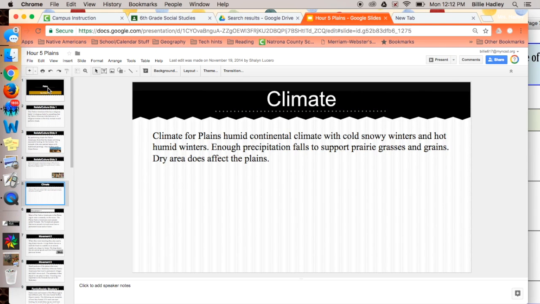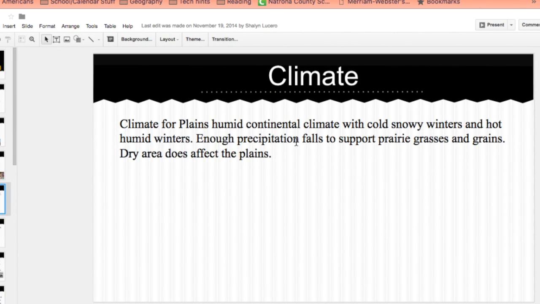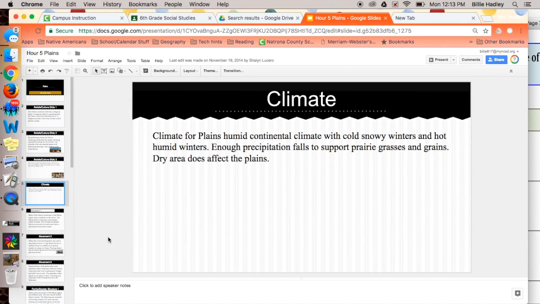So I'm in a plains slideshow, and I'm looking at the climate slide. So it says here that the climate for the plains is humid continental with cold, snowy winters and hot, humid winters. So I think they messed up their information. So I think they mean hot, humid summers because they already have winters here. Enough precipitation falls to support prairie grasses and grains. The dry area does affect the plains. So we have some information to get us through.